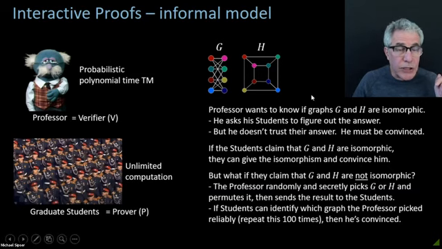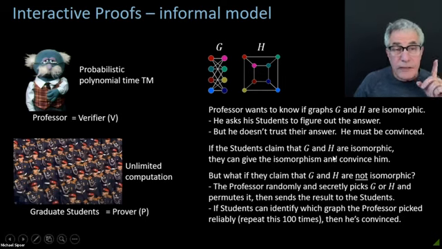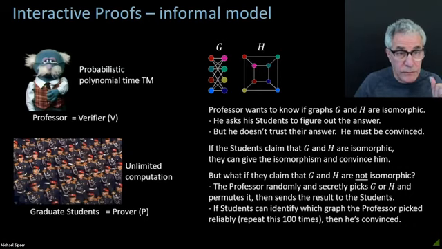For this little illustration, the professor doesn't know whether the graphs are isomorphic or not isomorphic. And so the professor wants to be convinced either way, whatever answer the students come up with. We're going to shift this into a problem about deciding a language next. But right now, I'm just trying to give a sense of how the model works. I want to move from this informal model, and now I'm going to formalize it in terms of a model which will be deciding a language.